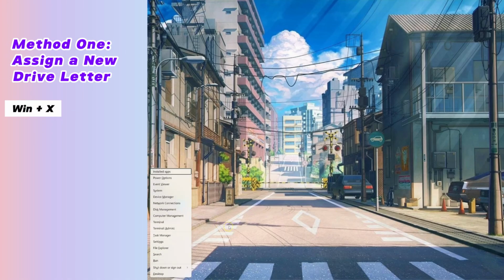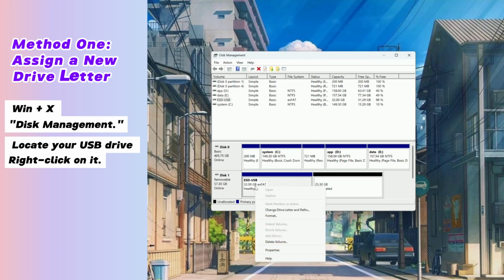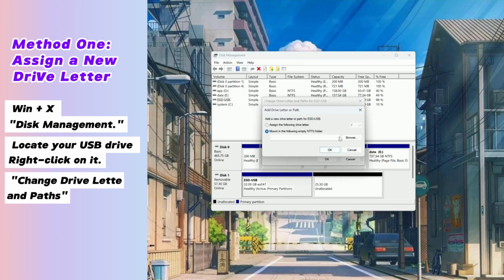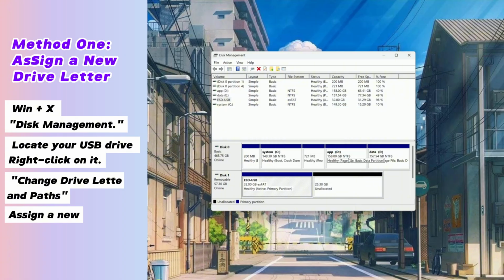1. Press Win+X and select Disk Management. 2. Locate your USB drive and right-click on it. 3. Select Change Drive Letter and Paths, then assign a new, non-conflicting drive letter, such as Z. Often, this small action can solve a big problem.